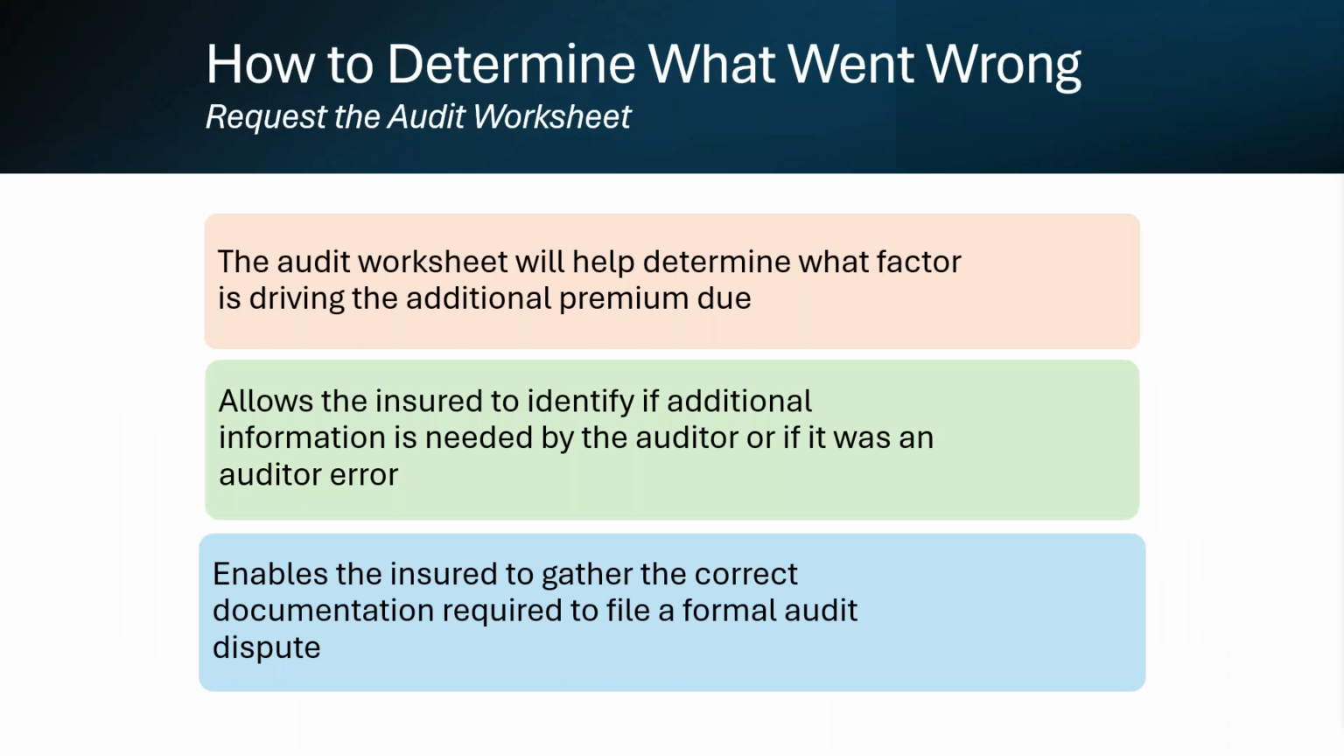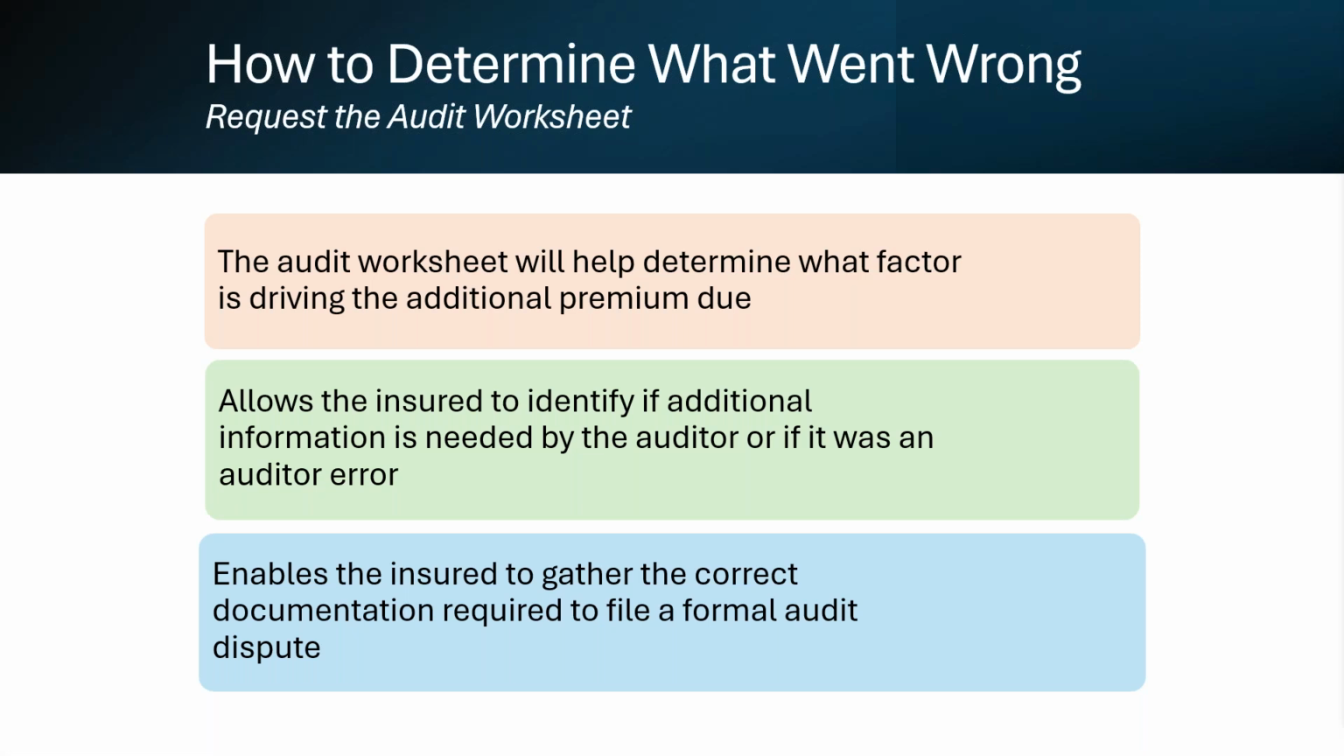So how do we determine what went wrong? Requesting the audit worksheet. If the insured believes there's an error with the final audit, it could be one of the things I mentioned in the previous slide. The first thing that should be requested is the audit worksheet. Anytime I receive an email stating that the insured believes the final audit is not accurate, I will request a copy of the audit worksheet from the carrier. This audit worksheet is basically a blueprint of the data the auditor has collected.